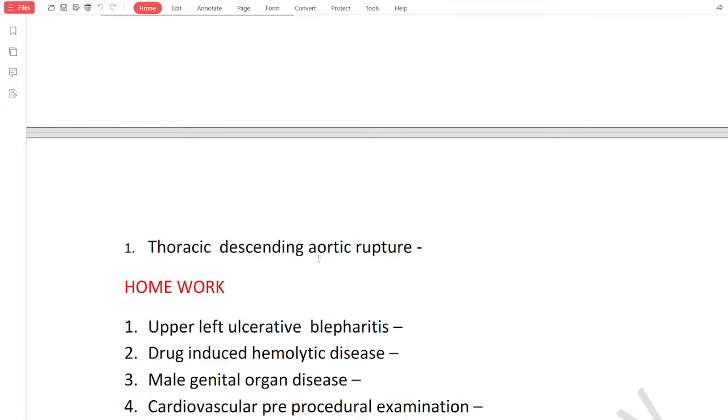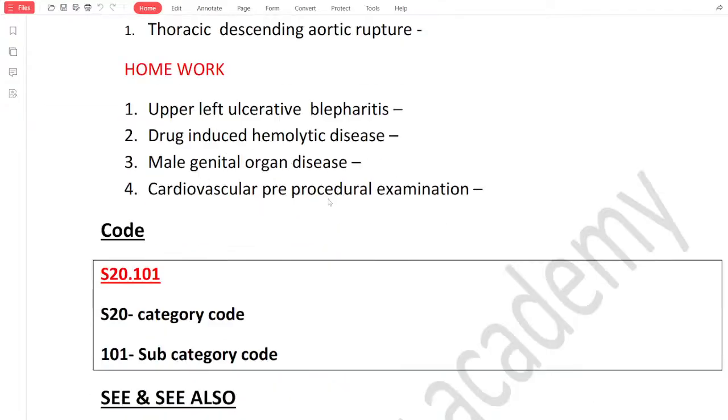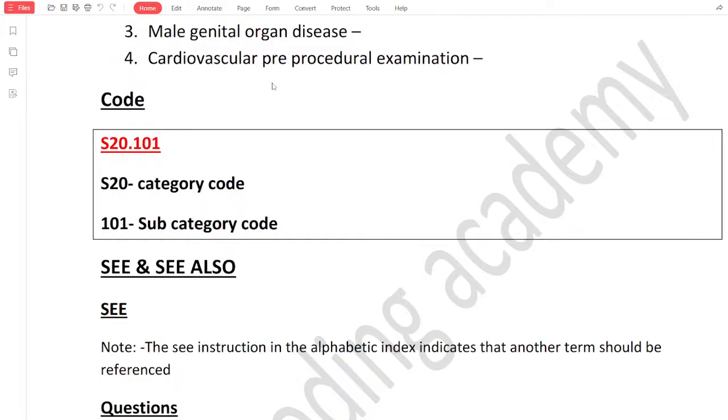So search rupture or descending or aortic thoracic, whatever. Take the code. Okay. And next is code category S20. S20 category code, 101 subcategory code. Here is the code S20.101. So this code can be classified into two sections. S20 is called category code and 101 is a subcategory code.